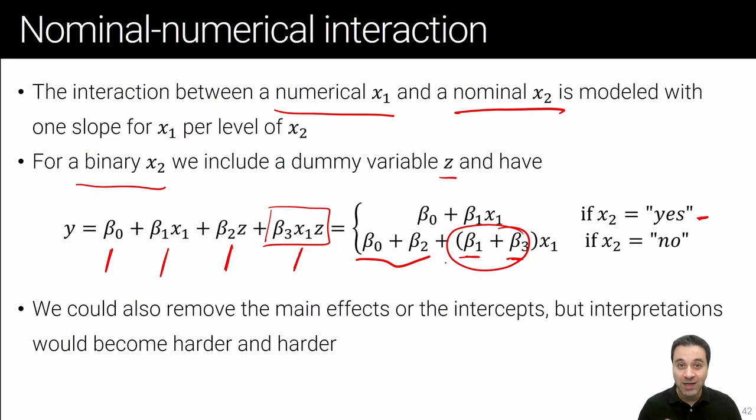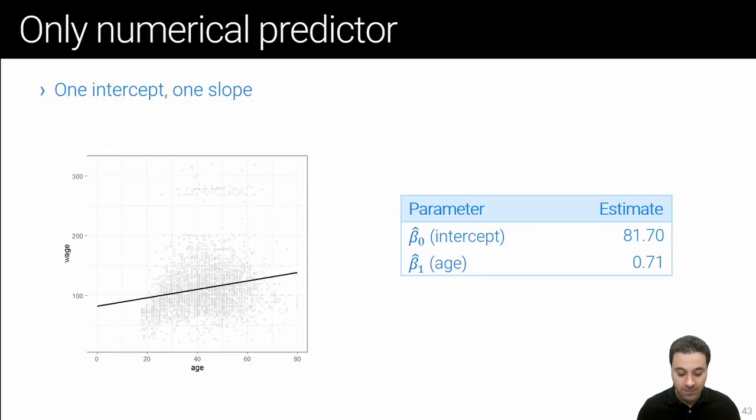And so what this interaction is giving us is one specific slope and intercept for each of the two levels of the categorical predictor. So what does it look like? Let's say we go for the very simple case.